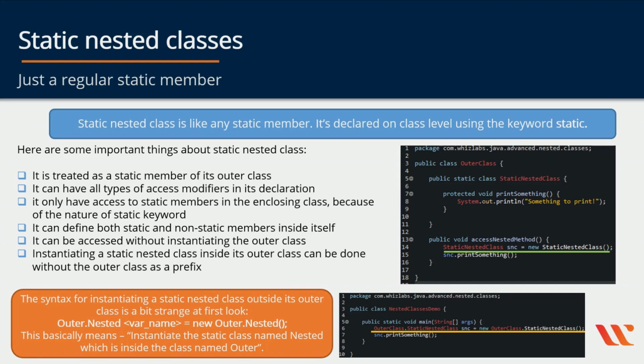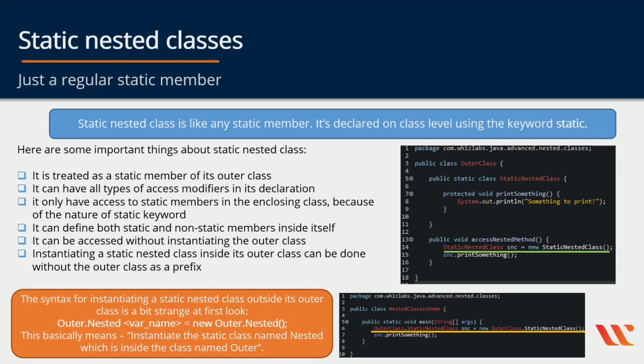Talking about instantiating a static class, let's examine the two pictures we have. In the first one we have outer class. Inside it we have static nested class. We also have one additional method, just for the sake of example, which is called access nested method. As you can see, we can directly instantiate the static nested class and access its method. I'm just showing you that because once we take a look at the next picture, things are starting to get a little creepy regarding the syntax.